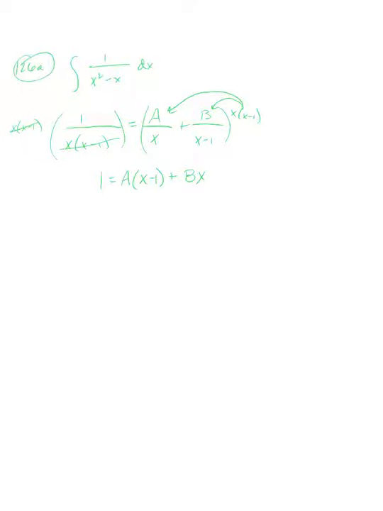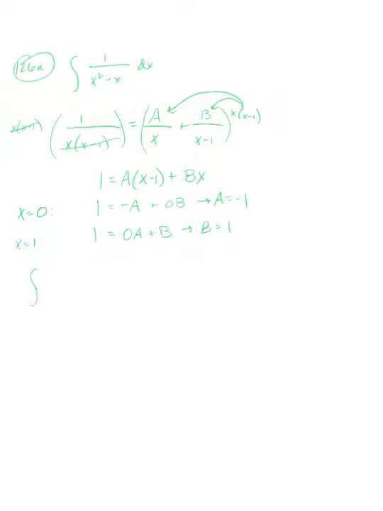This equation has to be true for all x's, so choose a couple of convenient x's. So I have 1 equals negative a plus 0b. So that tells me a is negative 1. And then another convenient x would be x equals 1. So plug in 1 and I get 0a plus b. So b is 1.